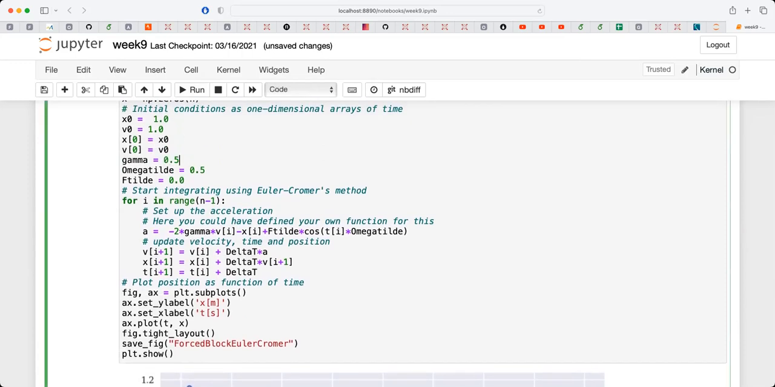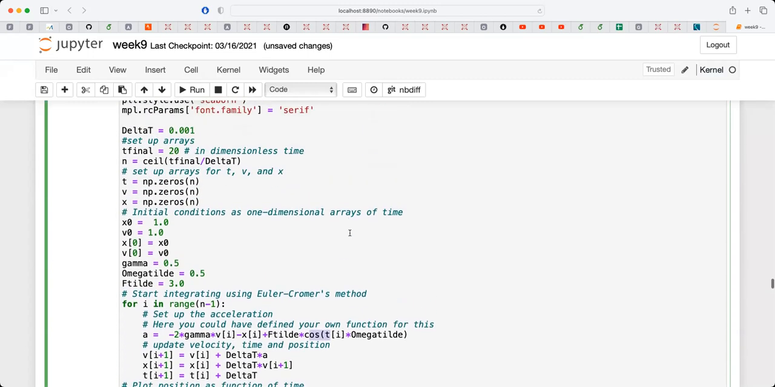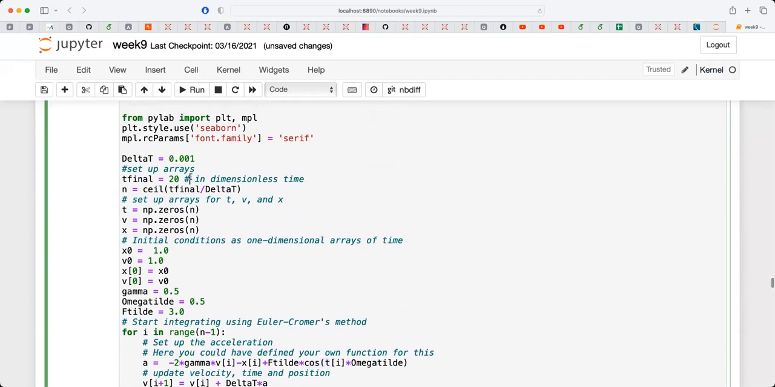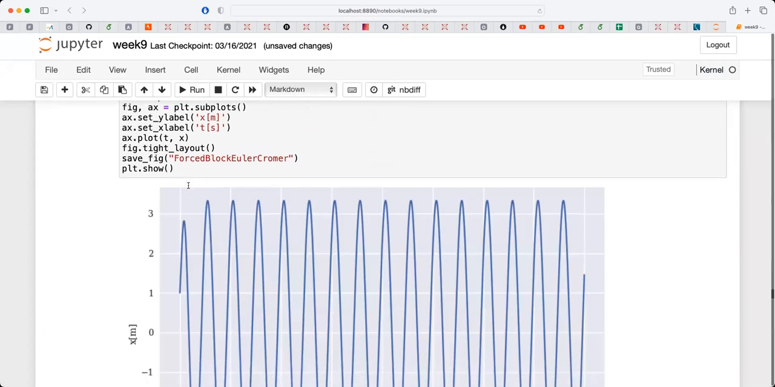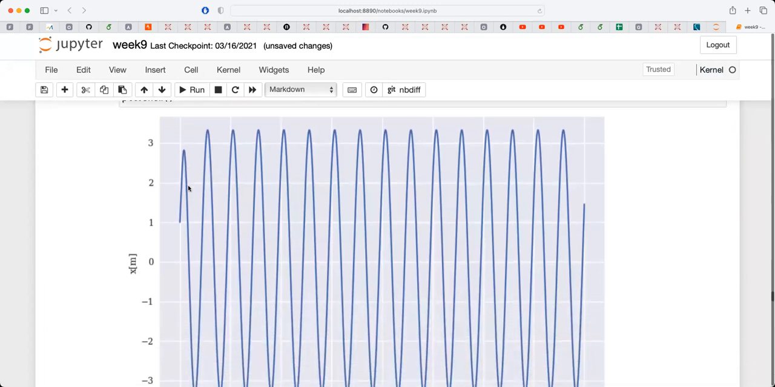But let me bring this back to 0.5, and I'm going to keep this frequency, and I'm going to have an external force, which you now can see contains a constant, F tilde, and it's multiplied with a cosine of time times a frequency. And I'm going to let this oscillate a little bit longer. So I'm going to let this oscillate for 200, not seconds, but dimensionless seconds. And it's going to look like this.